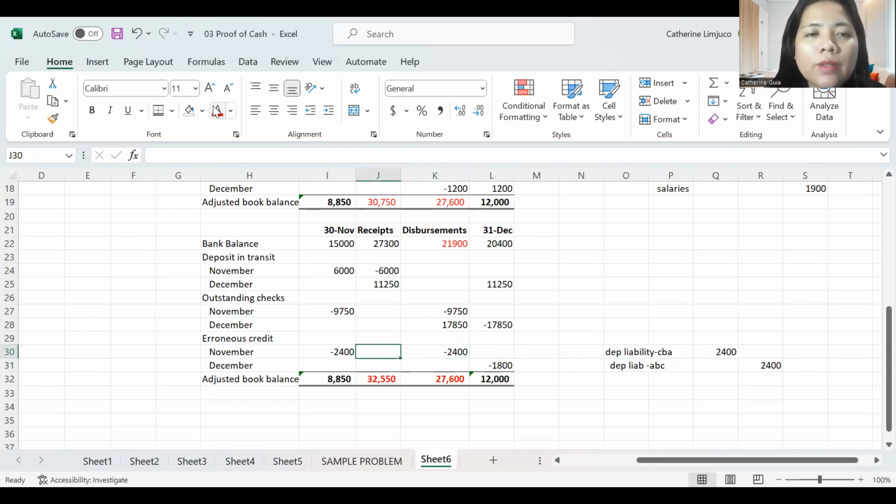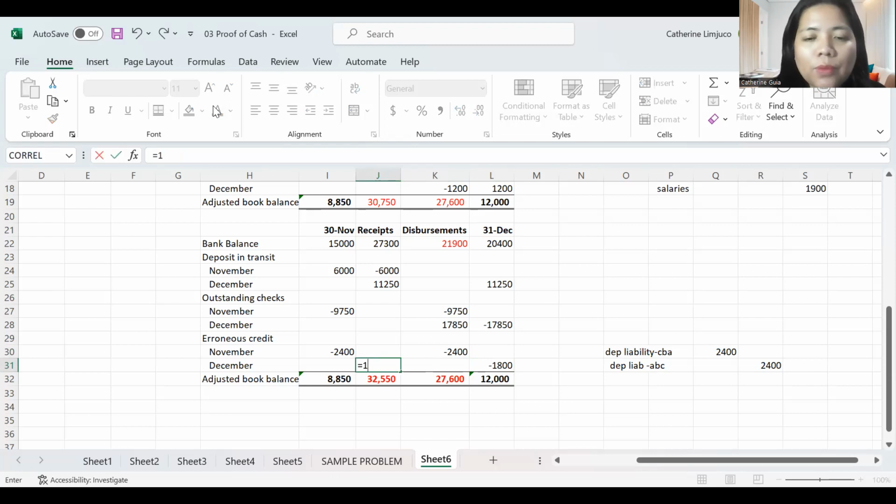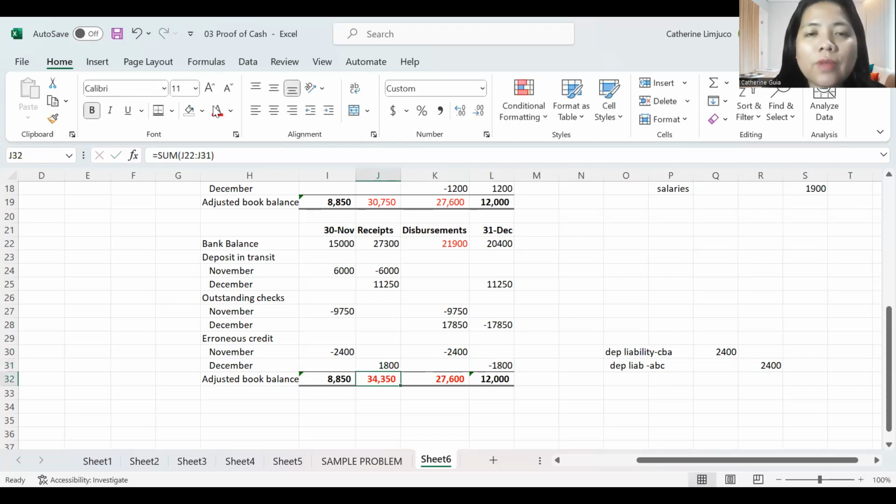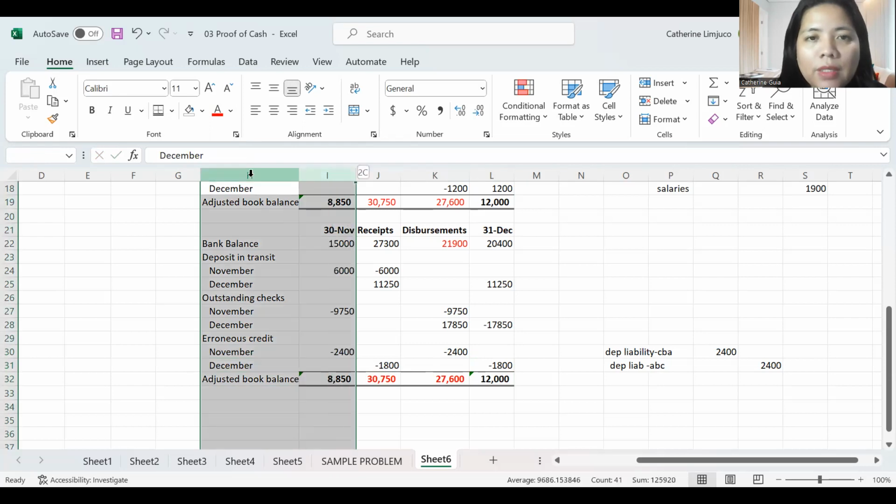And then how about the error this month? Since this pertains to credit, our receipts were overstated this month, which should not be the case because it's not for CBA. So therefore, we have to deduct it from the current month's receipts. Let's check if they have the same amount. Yes, it's the same.